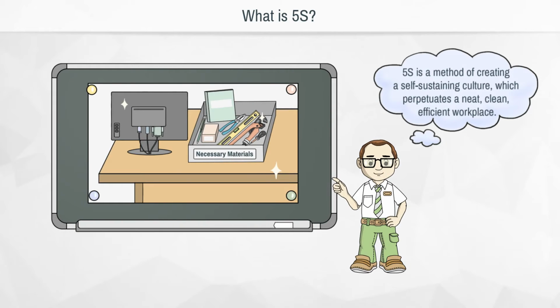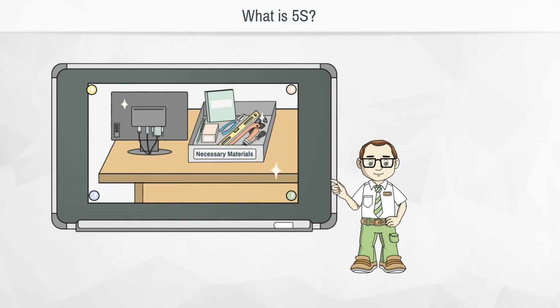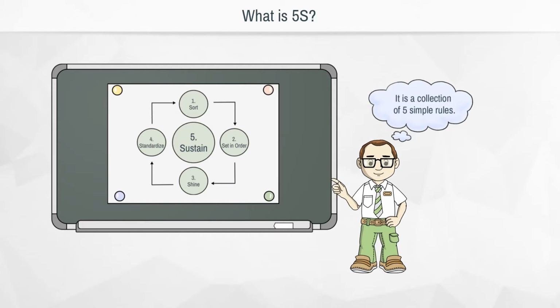5S is a method of creating a self-sustaining culture which perpetuates a neat, clean, efficient workplace, a method for removing all excess materials and tools from the workplace and organizing the required items so that they are easy to find, use, and maintain. It is a collection of 5 simple rules, and at the same time, it is a tool that allows you to control the workplace visually.